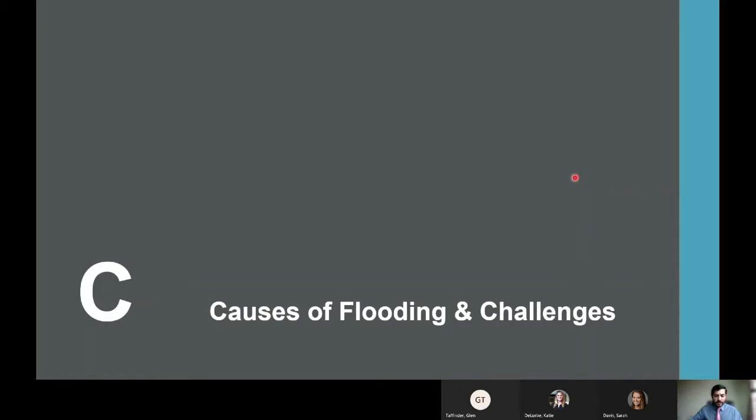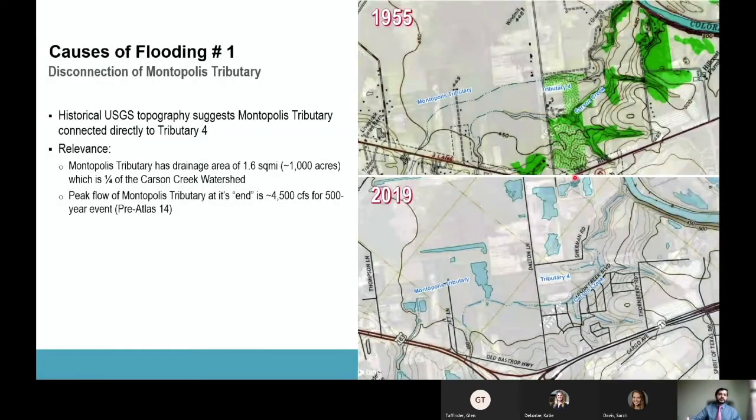Then, when we started studying this area, we wanted to check what causes this flooding, and we found some interesting things. The first cause for flooding is the disconnection of Montapolis Strip. You saw in our presentation title what is called redirecting a creek.